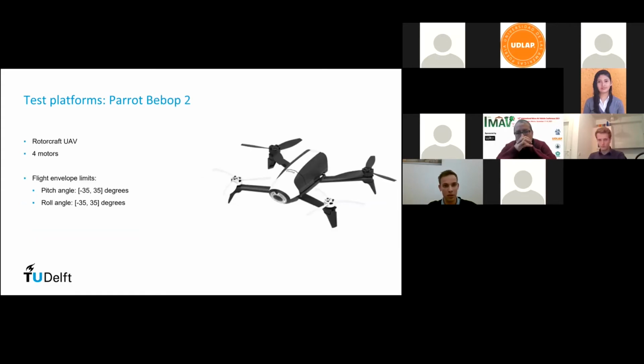Finally, as a multirotor, we used the Parrot Bebop 2. It's just an X rotor with 4 motors, and the flight envelope was limited in pitch and roll. Now my colleague will introduce the INDI controller that was applied on those platforms.